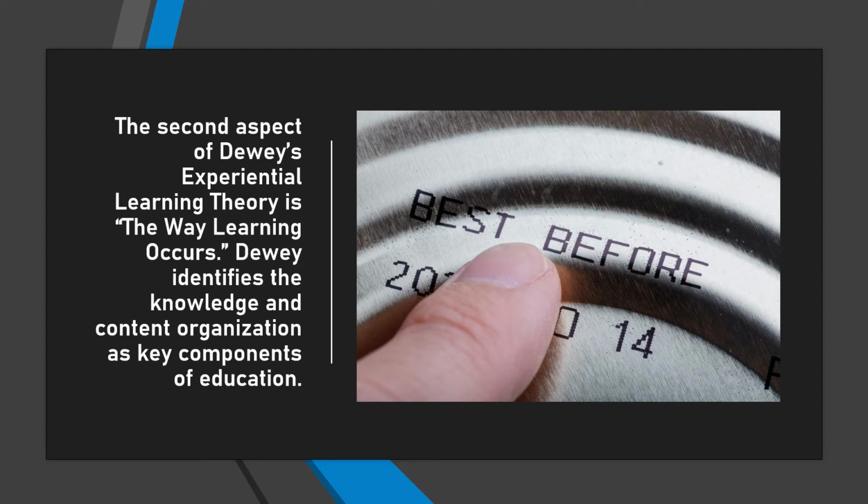The second aspect of Dewey's experiential learning theory is the way learning occurs. Dewey identifies the knowledge and content organization as key components of education. The educator places residents into a learning experience that allows them to gain knowledge that they can apply later in different settings. Specifically, within a resident's home, it would be important to lead the learning activity of checking the refrigerator for old and outdated food. Double-check expiration dates on all canned and fresh food items. Always reinforce to the elder to wear glasses when they are checking dates.